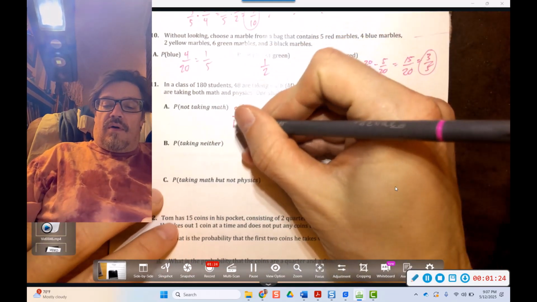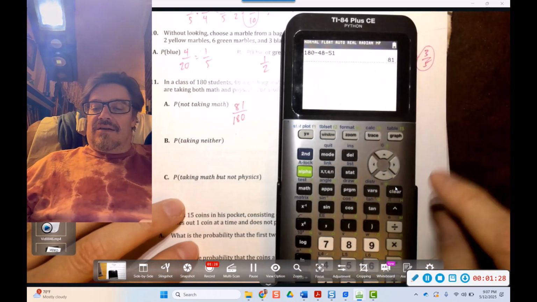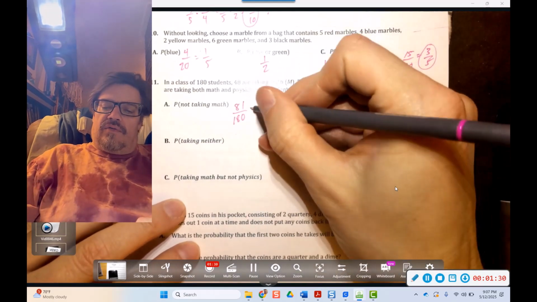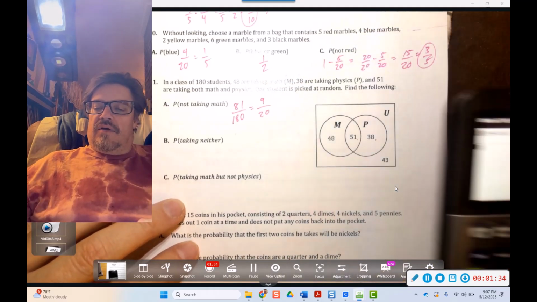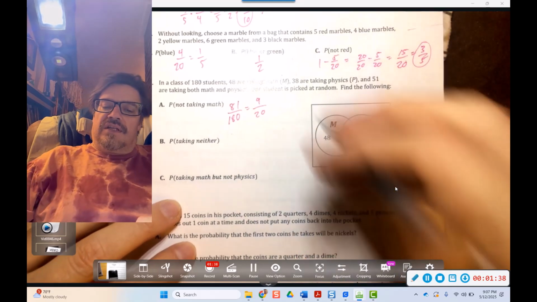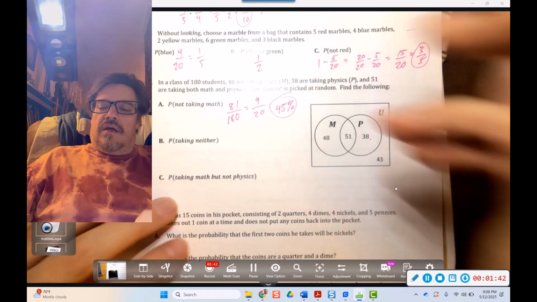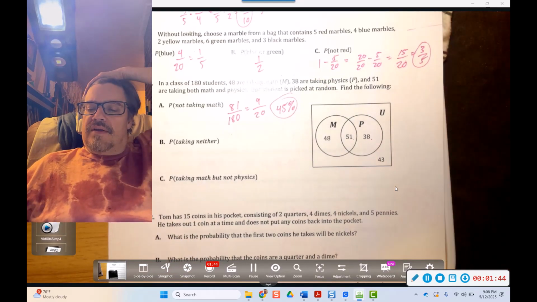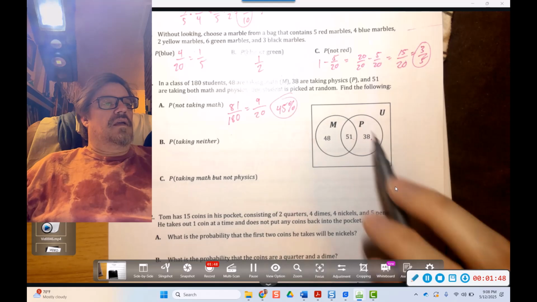All right, so the probability would be 81 out of 180. Actually, 9 will go into both of those, so 9 out of 20. So we are looking at 45%. Or just leave it as 9 over 20, that's okay. 45% picked at random, not taking math. That gels with me, okay?